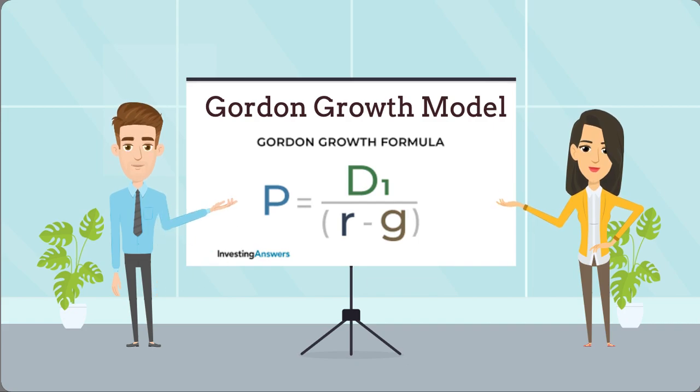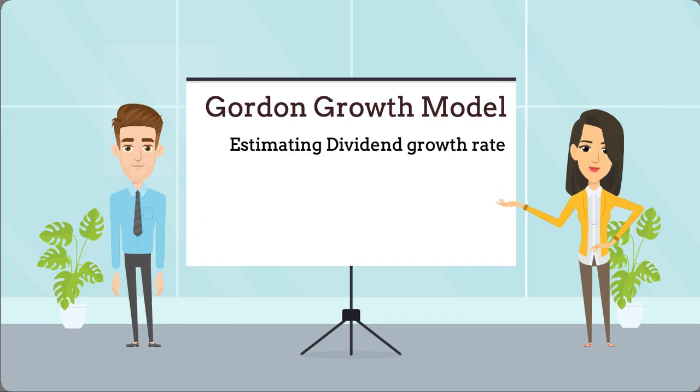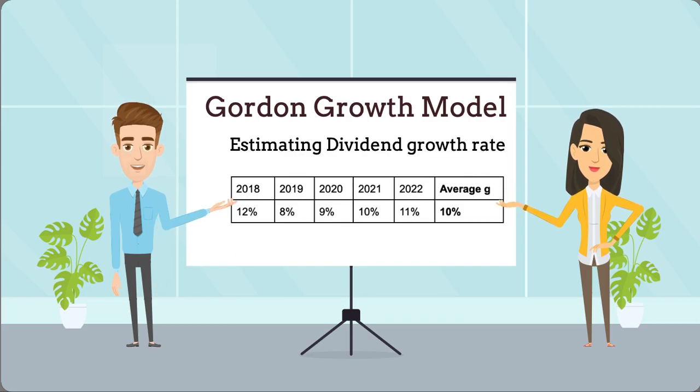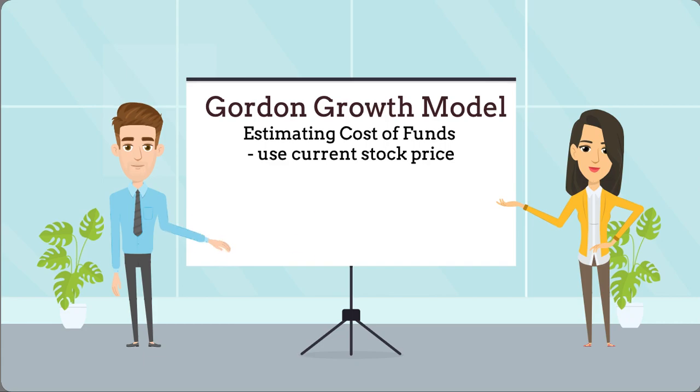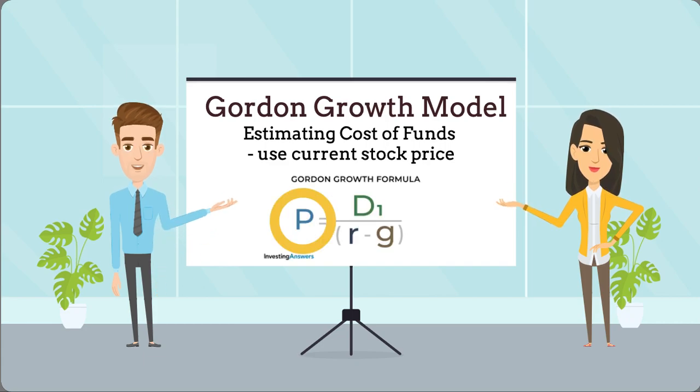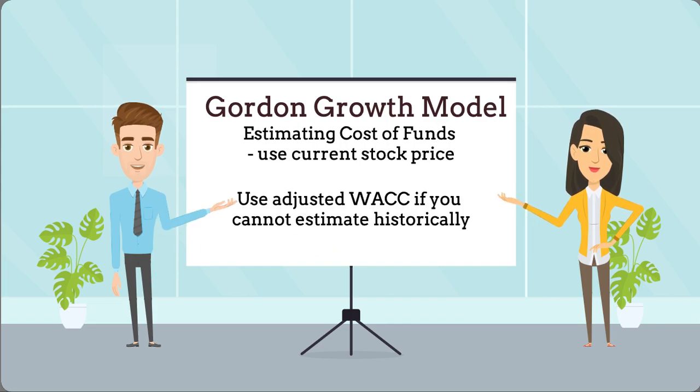The next step, which makes the most sense, is to calculate an expected dividend growth rate using the last 5 years historically. In the example given, you can see that the average dividend growth rate was 10% or 0.1. The last variable which we need to estimate is the borrowing rate, represented as R. This can be done by plugging in the current stock price on the other side of the formula. A secondary method that can be used is estimating R using the adjusted weighted average cost of capital.